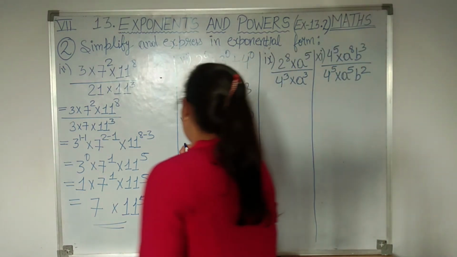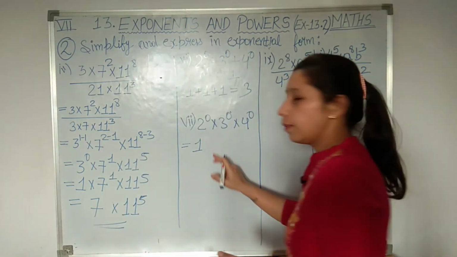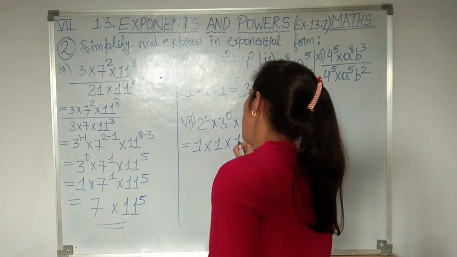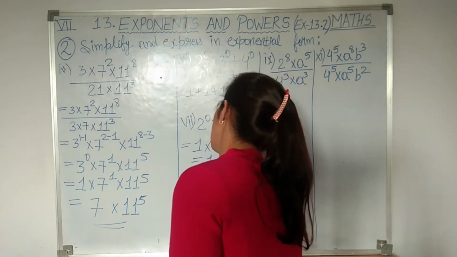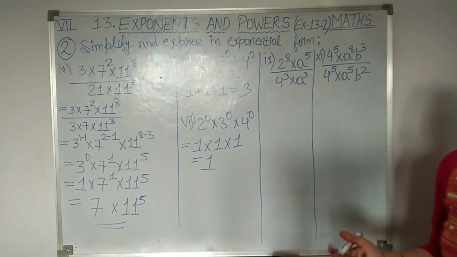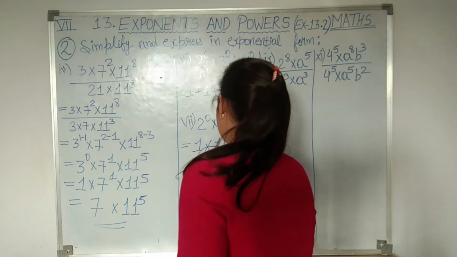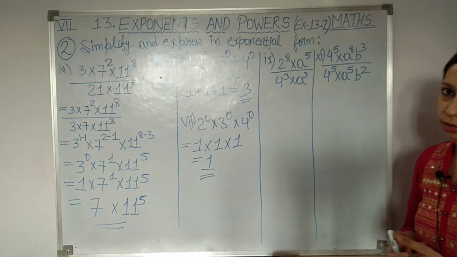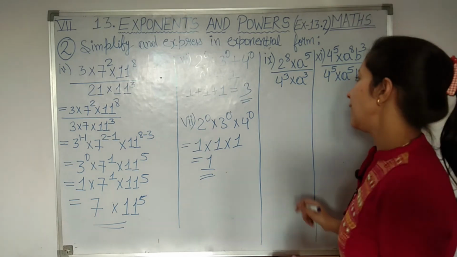Okay, then again here 2 raised to the power 0 means 1, isn't it? Then 3 raised to the power 0 means again 1, 4 raised to the power 0 means again 1. So 1 into 1 into 1, how much we are going to get? 1 only. Okay. So like this, if you know the laws, then only you will be able to solve the exercise. 9th point, let us see, students.